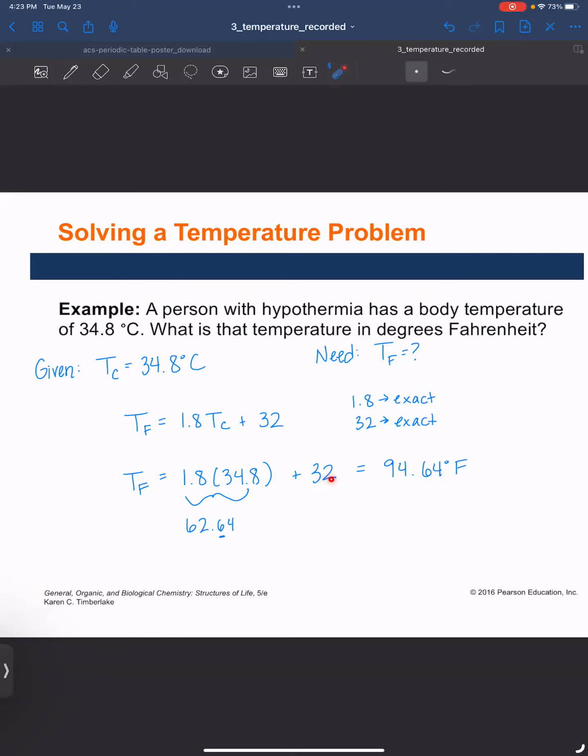And then when we do addition, because this is an exact number, we don't take it into account when determining the reporting of our final answer. Same with 1.8, it was an exact number, so we're not taking that number into account. So if I'm taking a number that is in the tenths place, and then I'm adding this, but we're not counting it because it's exact, then I have to report that answer to the tenths place because it's addition. So addition and subtraction is report your answer to the least number of decimal places. So in this case, it would have been to the tenths place. And so your final answer is 94.6 degrees Fahrenheit.